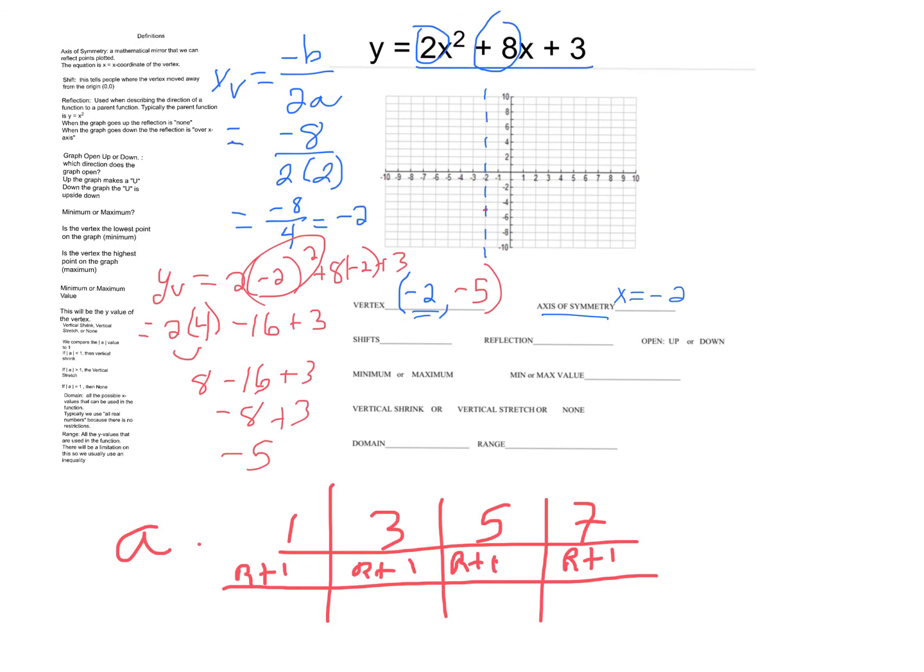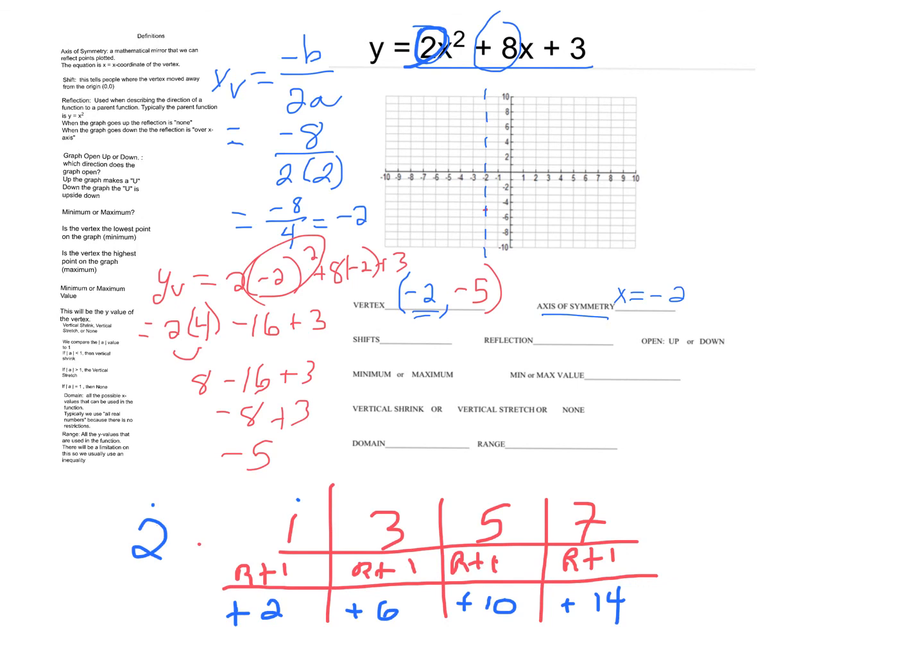Now in this case, my a value is 2. So I'm going to replace that. My a value is 2, so 2 times this. So 2 times 1 is positive 2. So that means we're going to go up. 2 times 3 is positive 6. 2 times 5, positive 10. 2 times 7 is positive 14. Okay, so that says we're going to go right 1 up 2, right 1 up 6, right 1 up 10, as far as we can go.